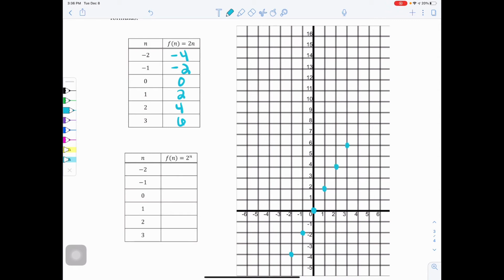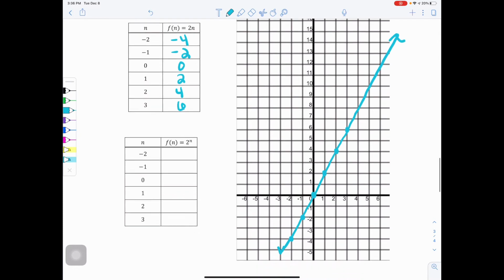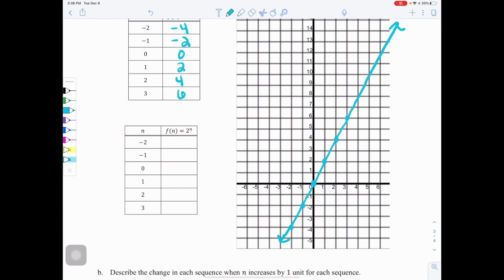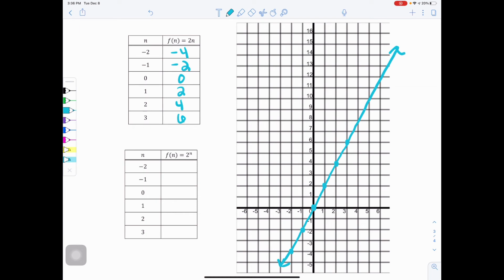So you can tell before I even connect these that we're talking about a function that is linear. Now, they didn't say it was a sequence, so we are going to actually connect these to create a line. Then also, as usual, we should make sure that we label it. So we have f of n equals 2n. So there's my first function.